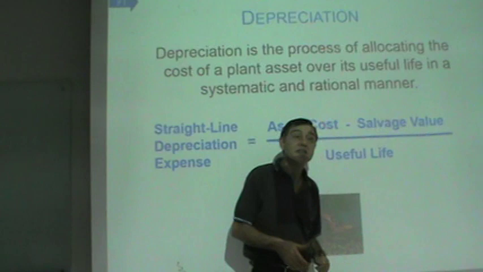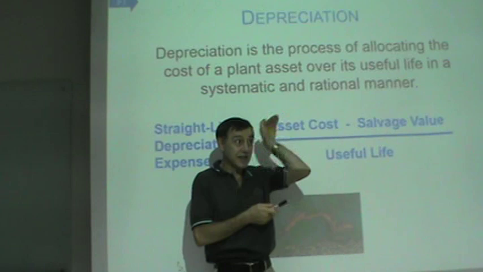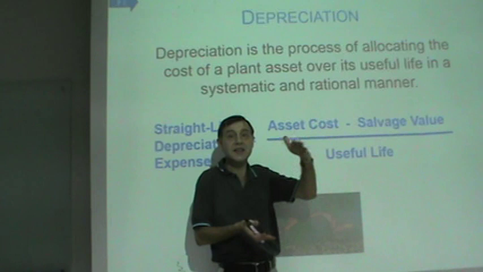Now, in these examples that I gave you, I used a salvage value of 0. It's nice, it's clean, it's easy. We just use salvage value of 0, where at the purchase, the asset cost is 100,000, salvage value is 0, useful life is 10 years, so total value is 100,000, you divide by 10 years, and you get 10,000 per year.